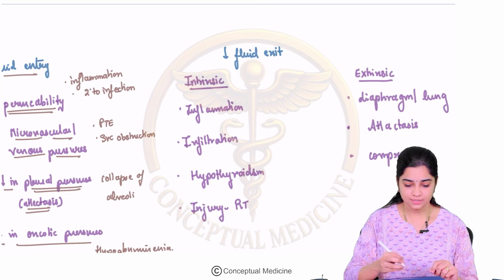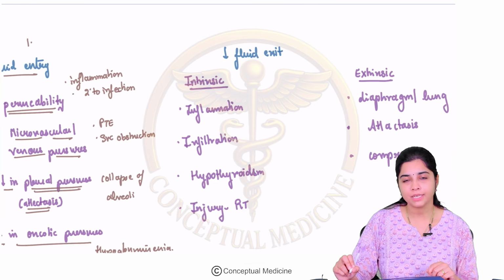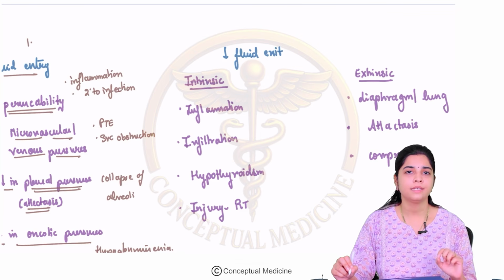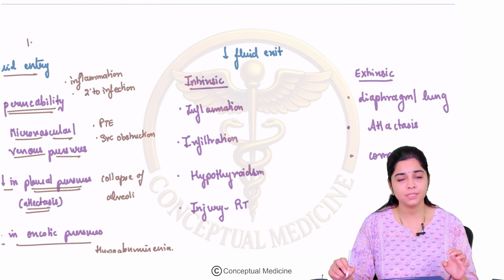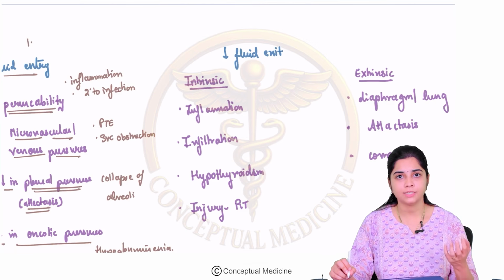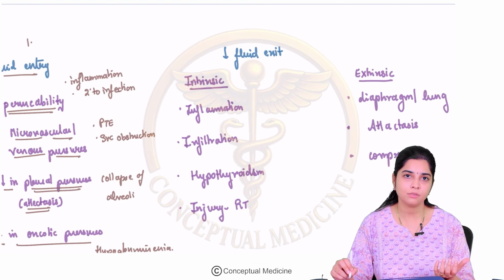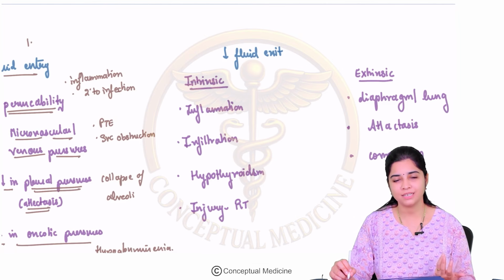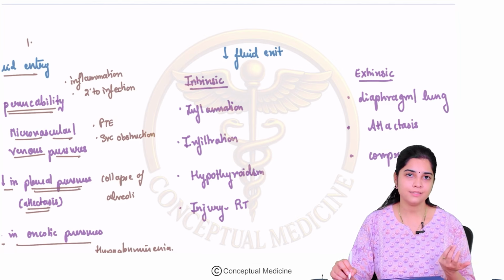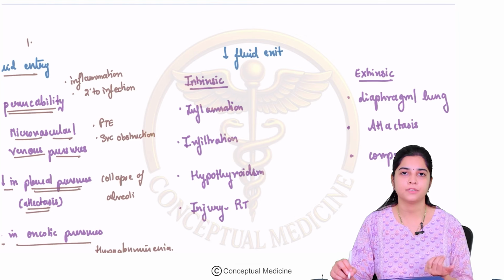Okay, so this is the first mechanism, or the sub-mechanisms, through which there is increased fluid within the pleural cavity. Because of increased permeability due to infection or inflammation, there can be increased venous pressures in pulmonary thromboembolism or SVC obstruction. There can be atelectasis which results in decrease in the pleural pressure, and decrease in oncotic pressures like nephrotic syndrome can result in accumulation of fluid in the pleural cavity.